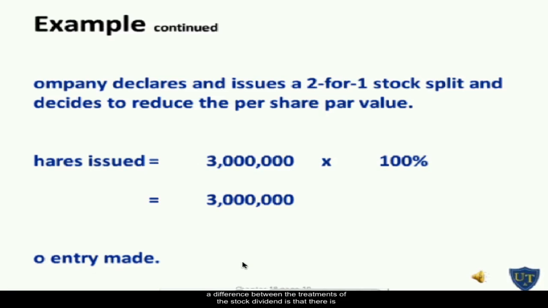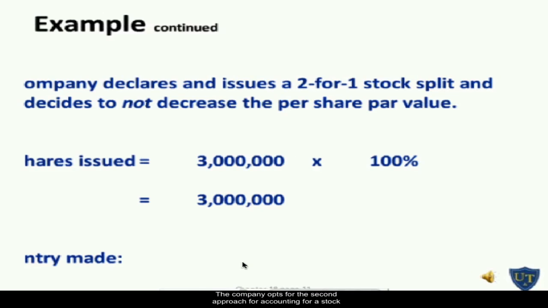However, a difference between the treatment of the stock split and the stock dividend is that there's no journal entry to be made. The par value will be split in half to reflect the new issuance of shares. So the old par value was 20 cents for the 3 million shares. It's going to drop to 10 cents for the 6 million shares.